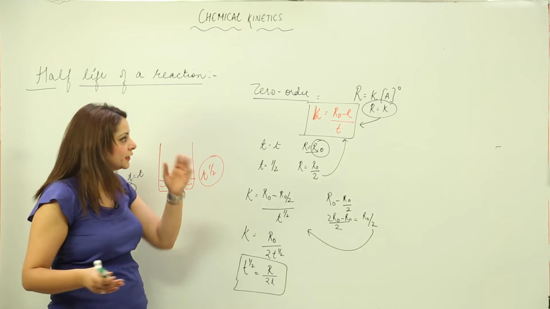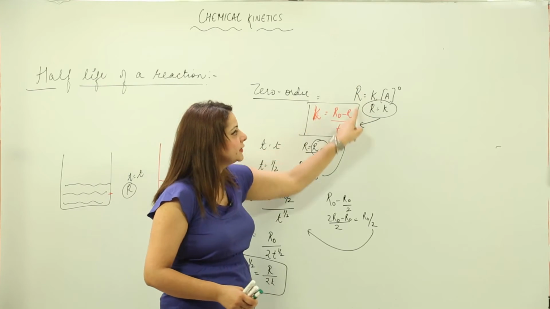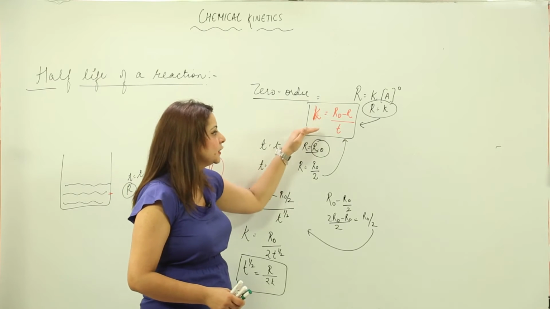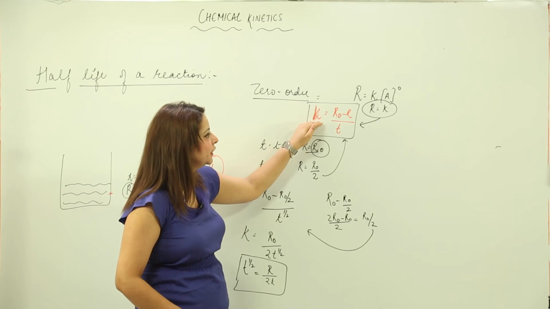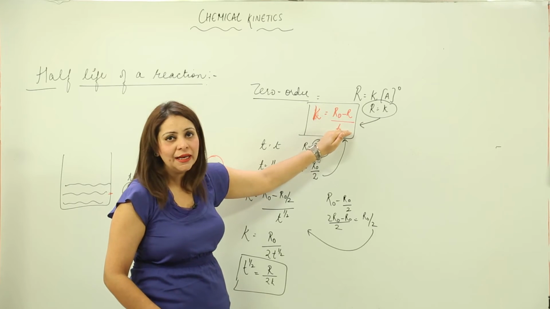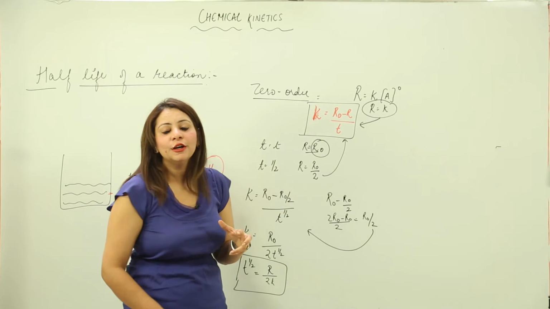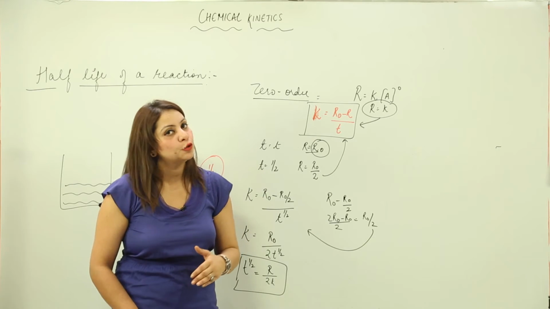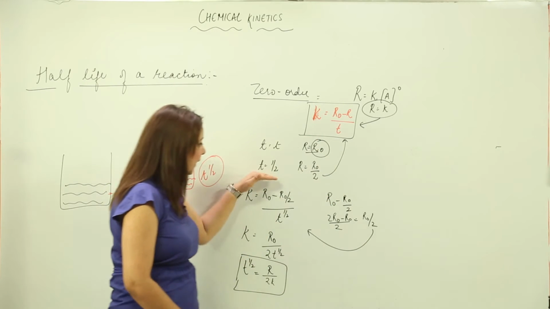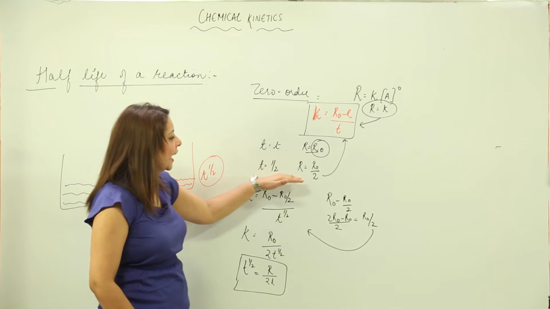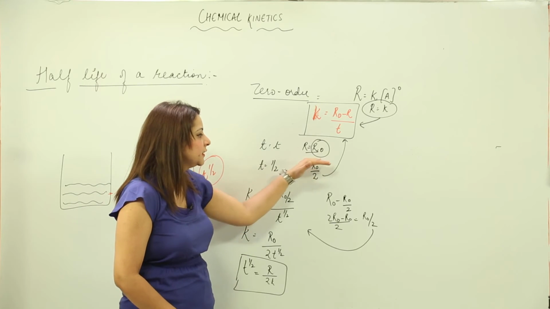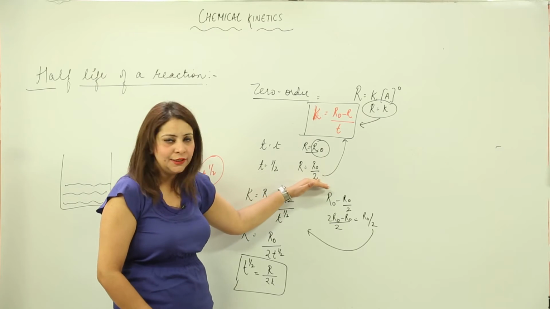Again, I think it's clear. Just look at the board again. We know this differential rate law equation for zero order. We also know that we can write it in this form, that is, the rate constant K is equal to R naught minus R divided by T. Now, we are looking for the expression when the time will be half and the concentration is going to be half. So, I reduced the time to half the period and reduced the concentration, so the new concentration becomes half of R naught, that is, the initial concentration.